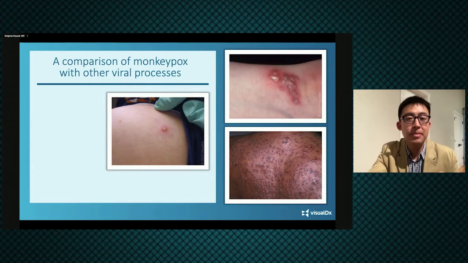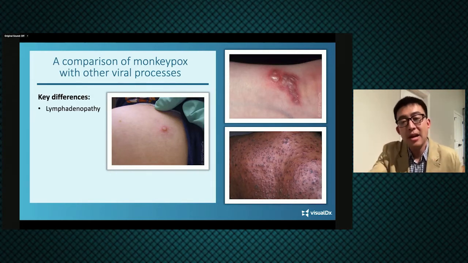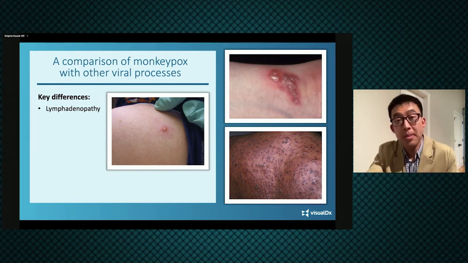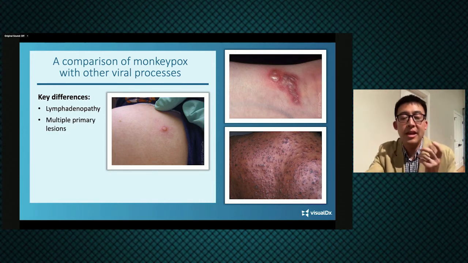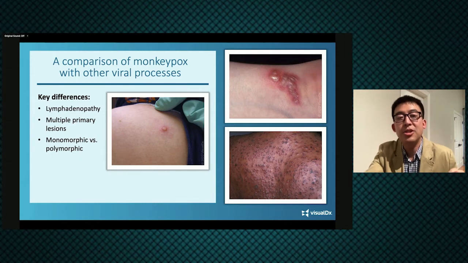So we kind of talked about this a little bit, but comparing monkeypox with other viral processes, one thing I didn't mention: lymphadenopathy is supposedly much more common in monkeypox when compared to things like smallpox and other pox viruses. Like I mentioned, you can have multiple primary lesions in monkeypox as opposed to others. And then it's much more monomorphic, right? So all the lesions should be in the same stage for each body part, even though it moves down from the face and slowly changes, but they should roughly be in the same stage, versus something like chickenpox, where you have multiple stages at any given time. We talked about the differences in distribution and spread.